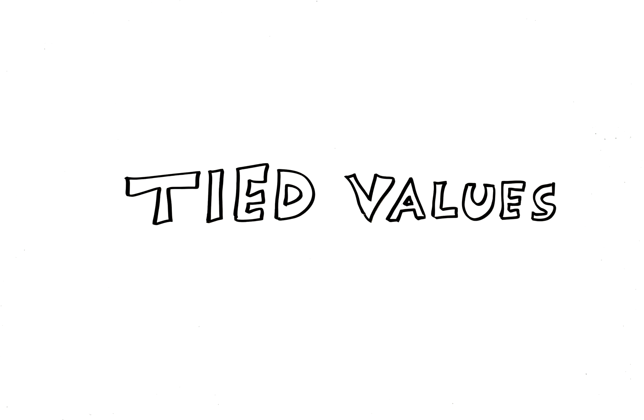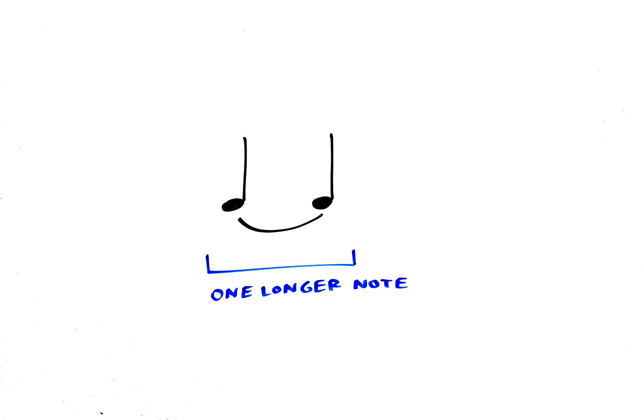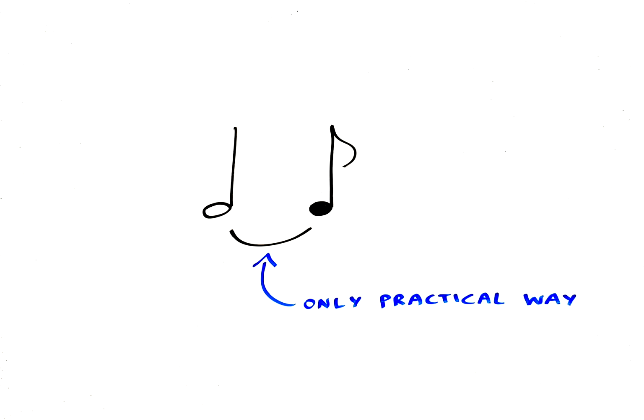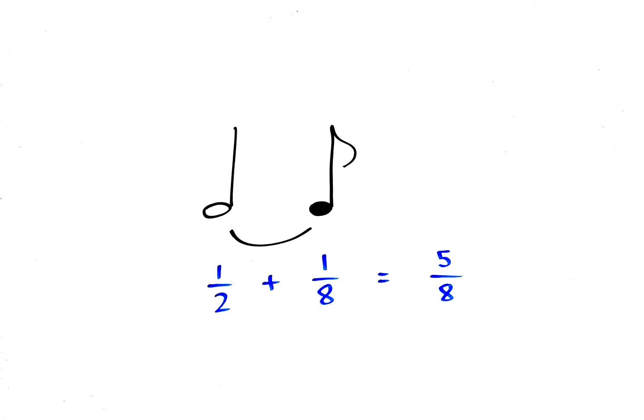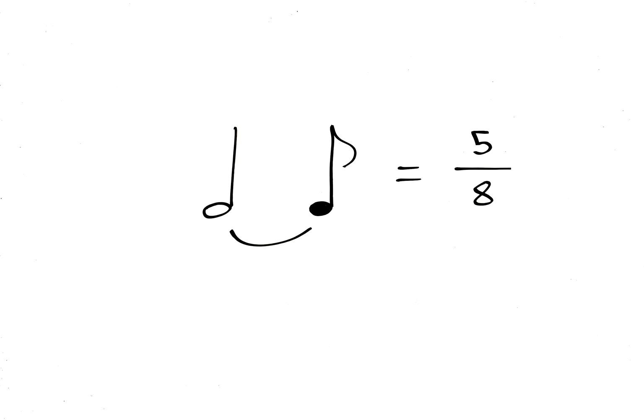Now let's talk about tied values. A tie simply connects two notes together, so that they are basically one longer note. This is a good idea when there is no other practical way to write the desired note. For example, let's take a half note tied to an eighth note. There's no practical way to express this type of note without using a tie. However, we can express this type of note with a number. All we have to do is add the tied notes together. 1/2 plus 1/8 is 5/8. So we can analyze this example as a 5/8 note.